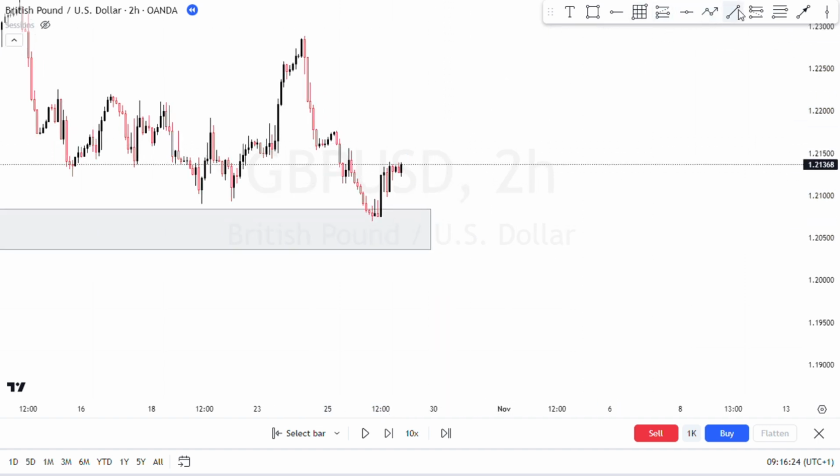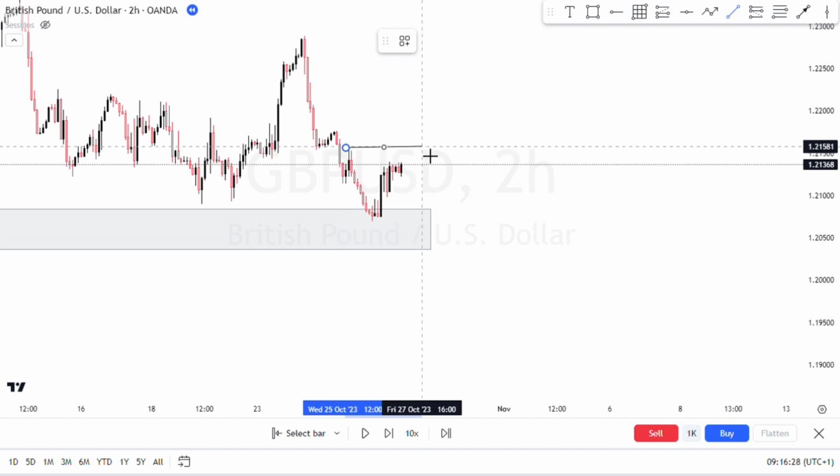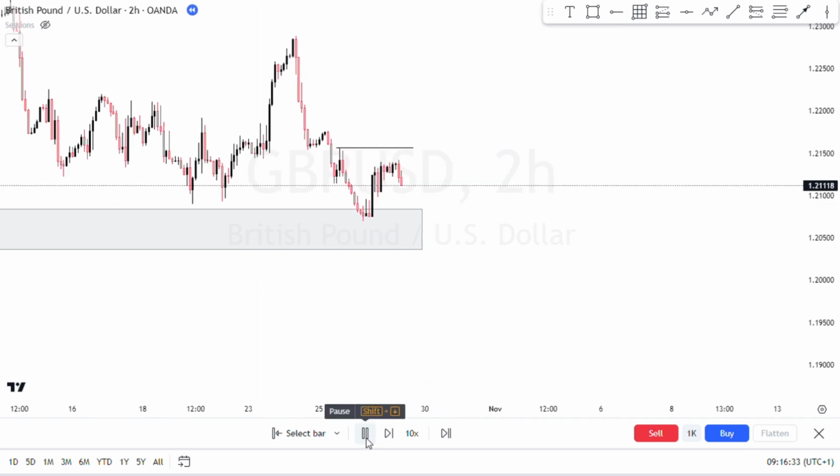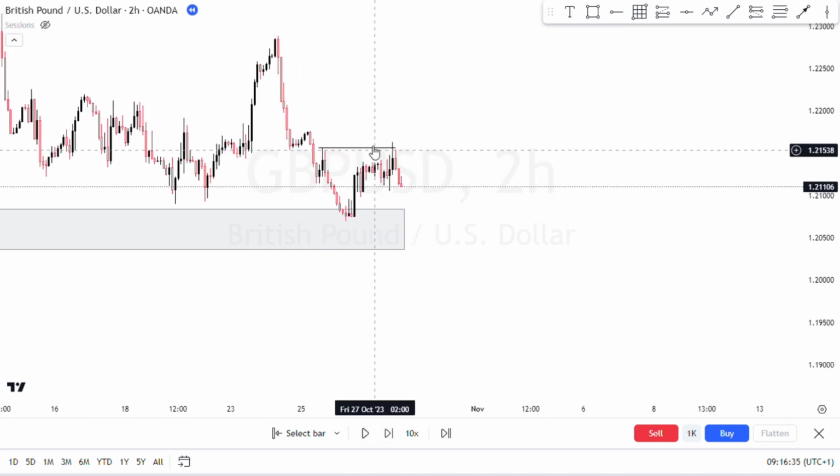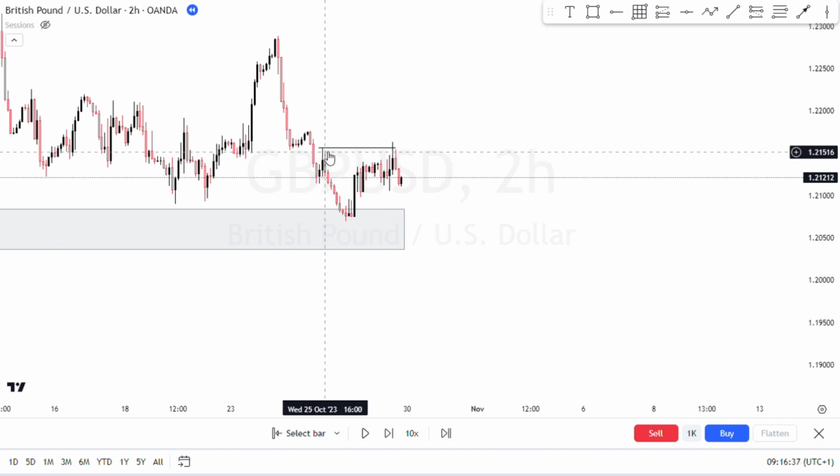We are expecting a break of structure here also. Once you see a break of structure, we'll find out the real order block, the strong order block that is responsible for that break of structure. Let me just play it out. Right now you can see that we have a break of structure. Price ended up breaking this structure.